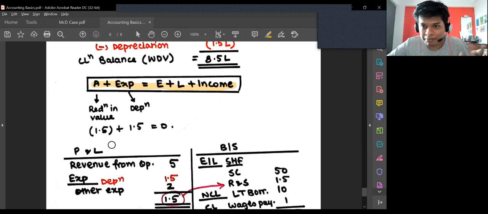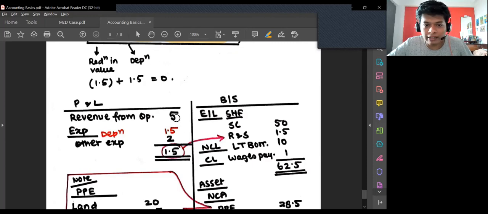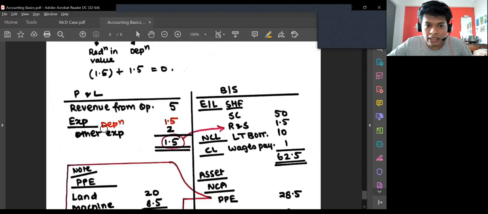Now how do I show the impact? Revenue from operations 5 lakhs, earlier example. Depreciation is a separate line item in the expenses. Again I am saying, please go through the balance sheet format in Schedule 3 and profit and loss account format in Schedule 3, and make sure you know the headings, because it's very important to know the headings. Okay, so depreciation 1.5, other expenses 2, total 3.5, expenses 5, and then 1.5 is my profit.